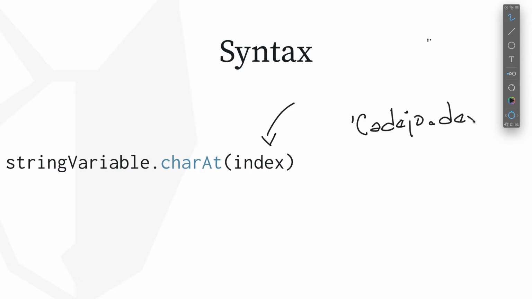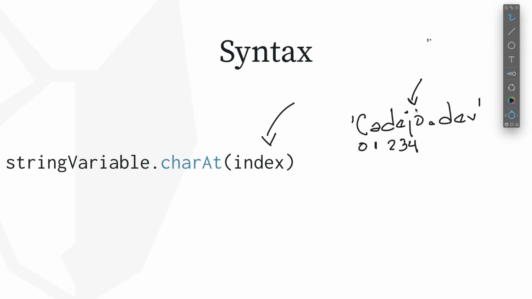Cadejo.dev, and we supply the index of 1, it's going to give us A because 0, 1. If we supplied 4, for example, it's going to give us 2, 3, 4. It's going to give us this J right here.